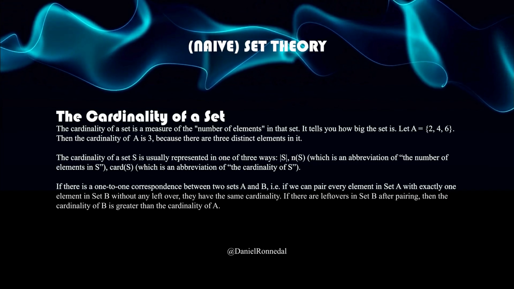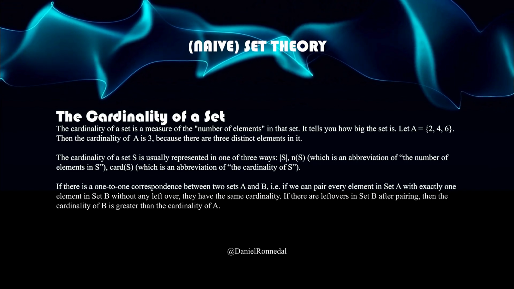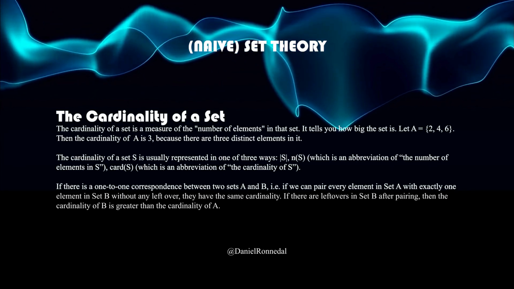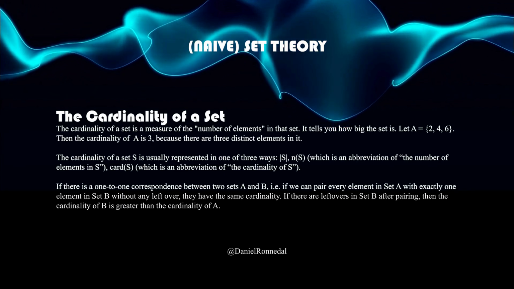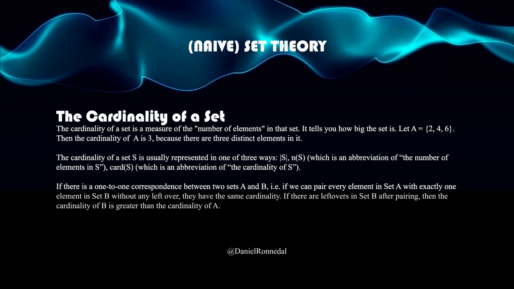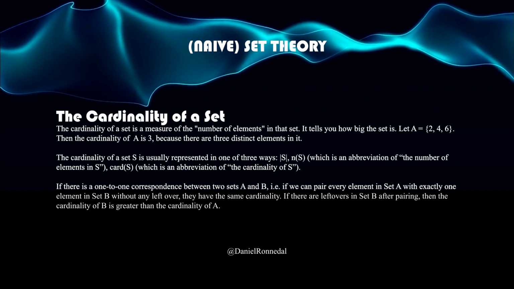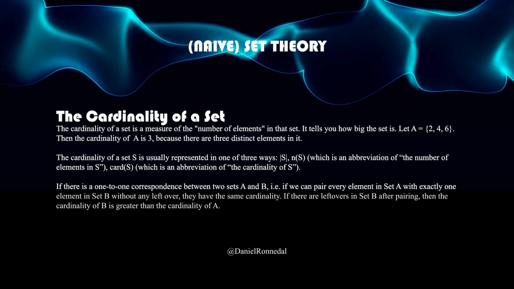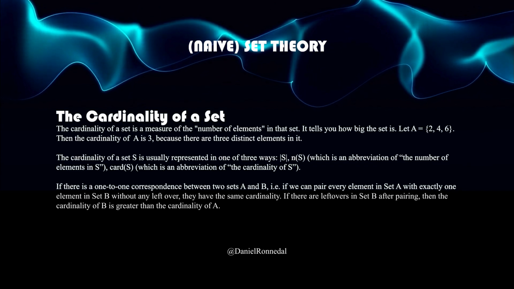If there is a one-to-one correspondence between 2 sets A and B, that is, if we compare every element in set A with exactly one element in set B without any left over, they have the same cardinality. If there are leftovers in set B after pairing, then the cardinality of B is greater than the cardinality of A.